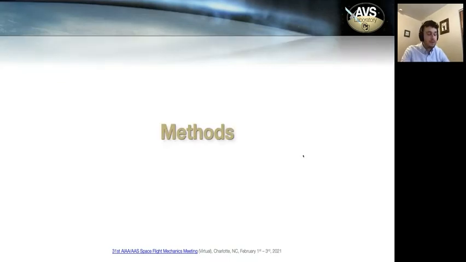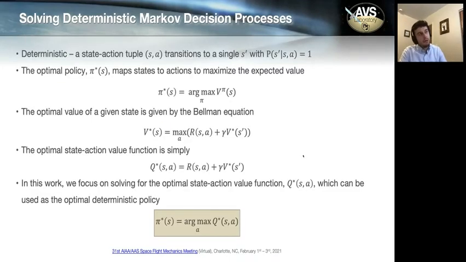So on to methods. Really, what we're concerned with in this work is solving for the optimal policy. And we solve for the optimal policy by solving for the optimal state action value function, Q star of S, A. That's a measure of the expected value of all future reward given a current state and action. We do this with two methods. We use Monte Carlo tree search, and then we take the data that we generate with Monte Carlo tree search and regress over it with state action value networks to generalize the behavior.